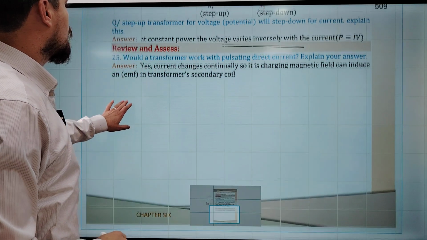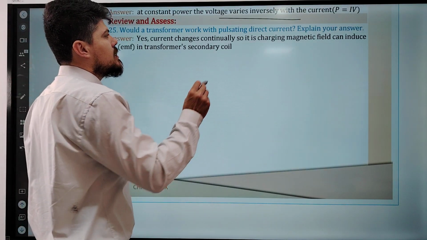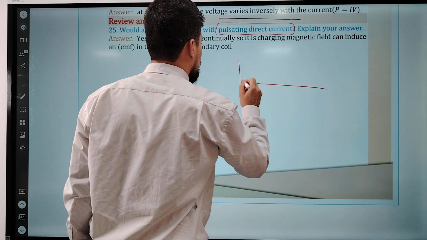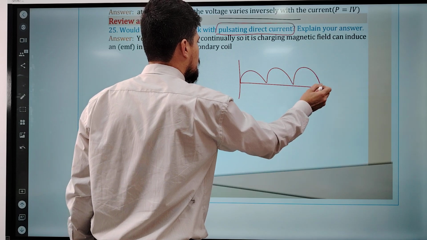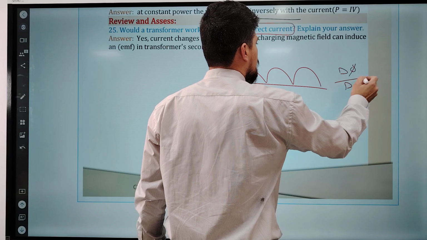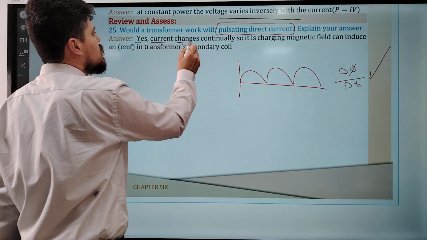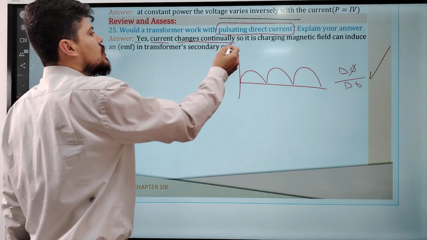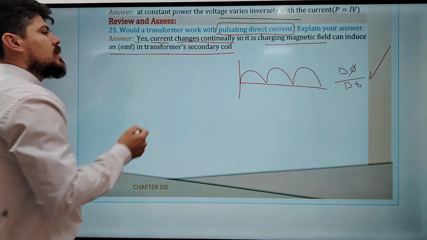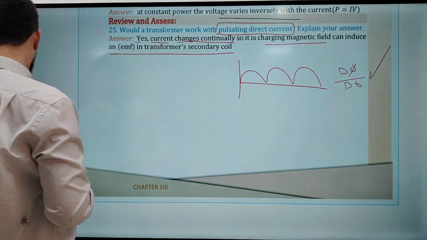Question 25. Would a transformer work with pulsating direct current? Yes. Why? Because there is a change in magnetic flux per unit of time. Yes, because the current changes continuously, so the changing magnetic field can induce an EMF in the secondary coil. But with a DC battery, the transformer does not work.